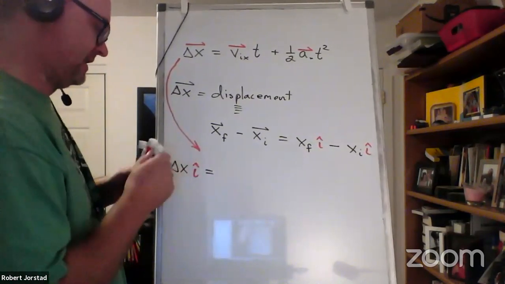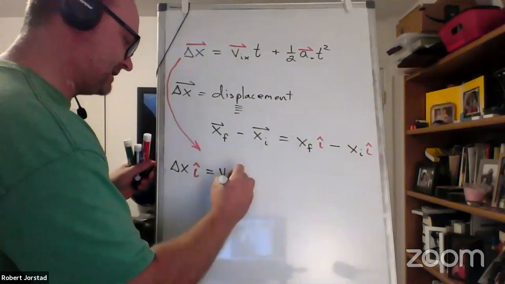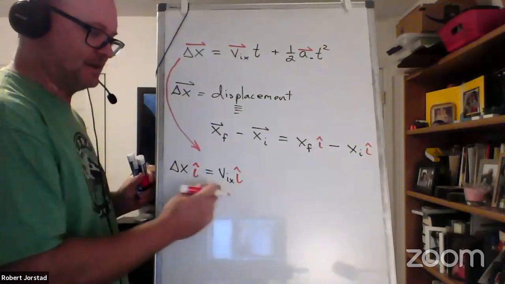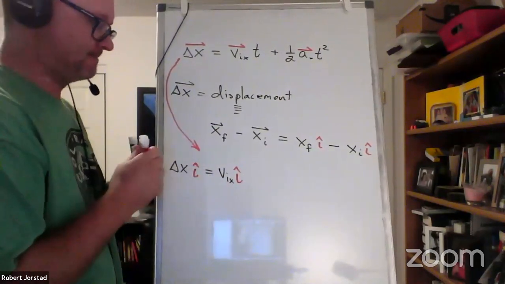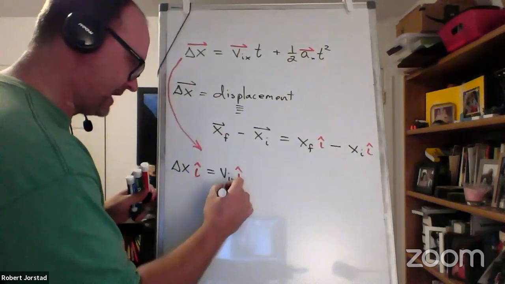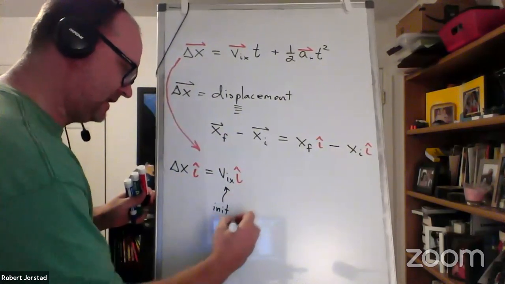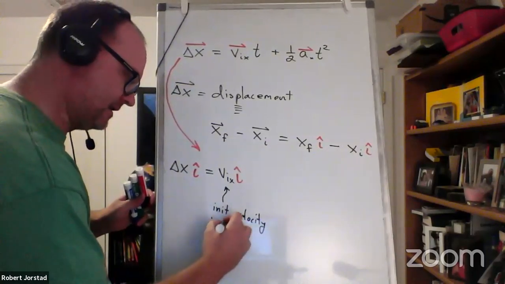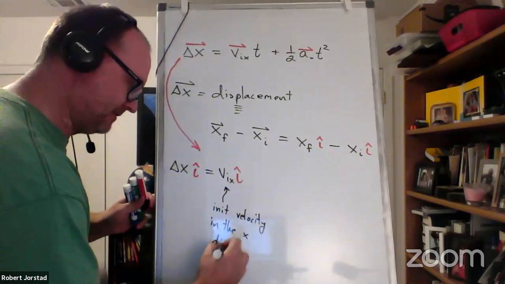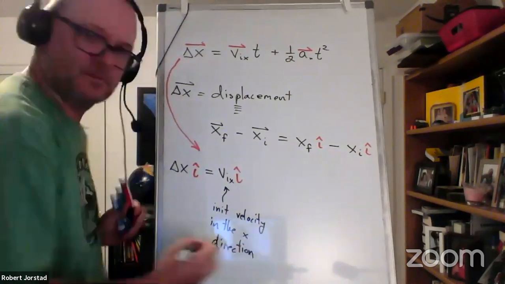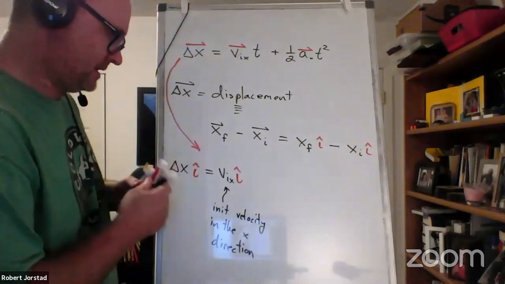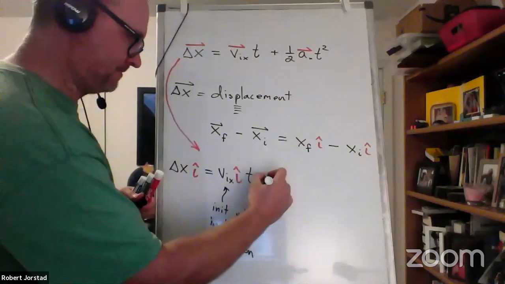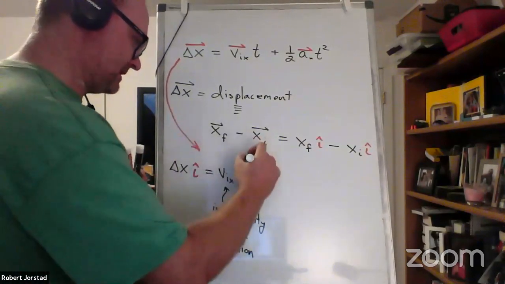Next, we have v initial x, also in the i hat, right? The velocity, left or right. V means velocity here. So I'll write down what this means. This is initial velocity, not speed, velocity in the x direction. Okay, we're getting low on the board there. Times time, t is time. Let's maybe write this out.